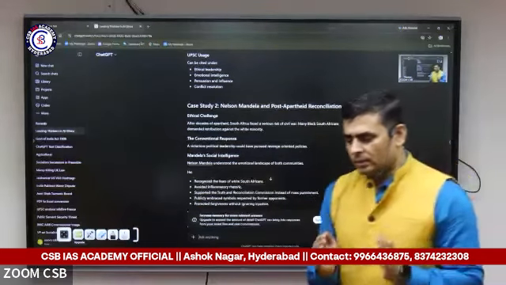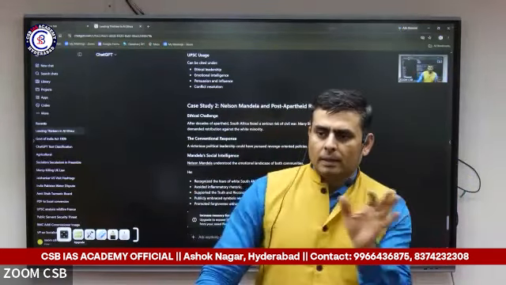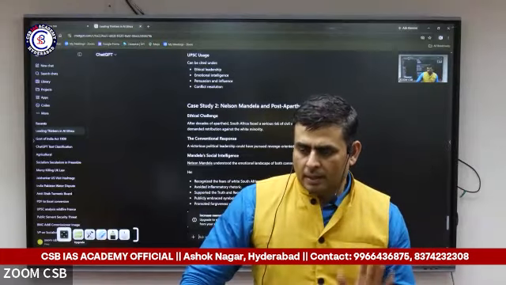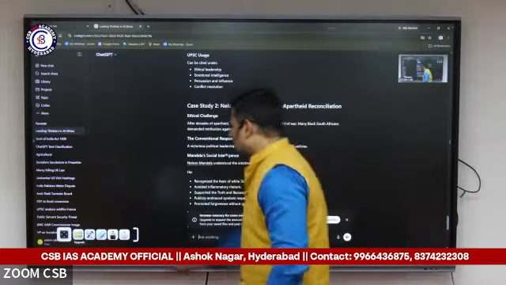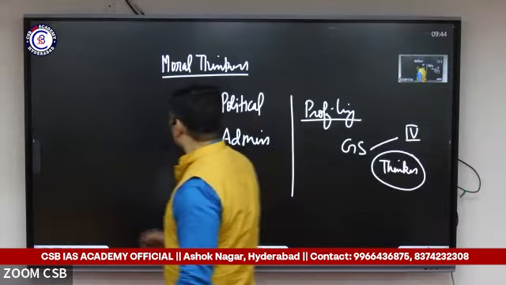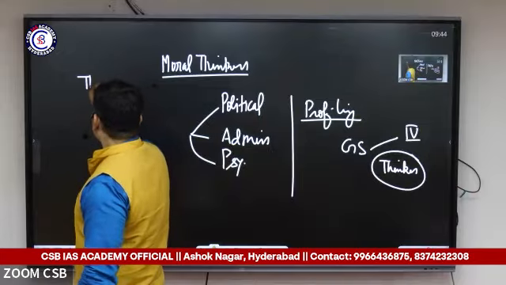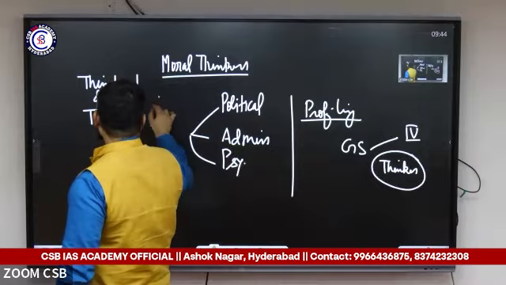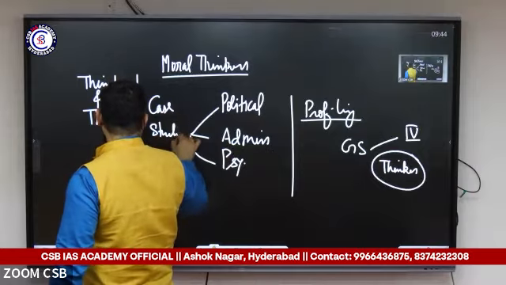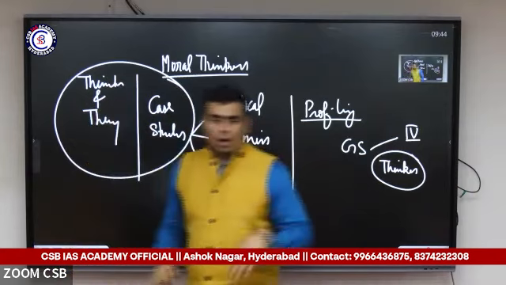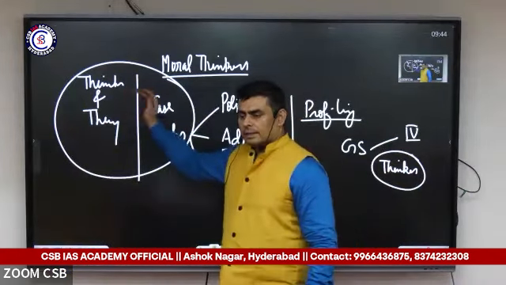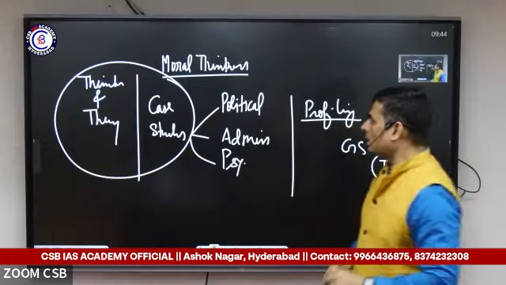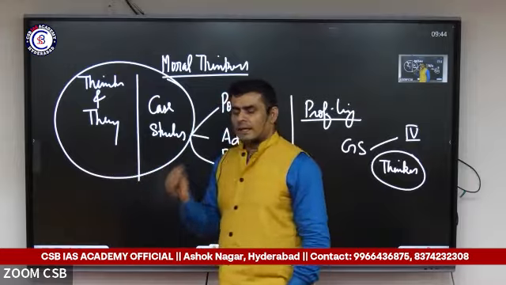So my intention for you is that you should use one dedicated email ID only for what purpose? Ethics purpose. Fine. Ethics purpose, and both things are required to be done. One, you should go for thinkers and theory and case studies. Fine. So organize your notes: thinkers, theory, and case studies. All of your ethics notes should be categorized into what? Thinkers, theory, and case studies.